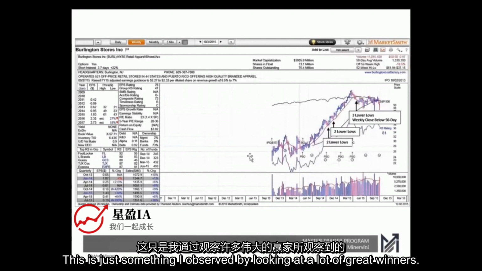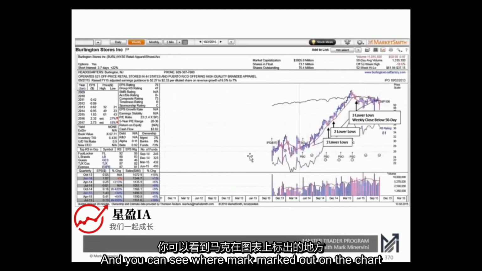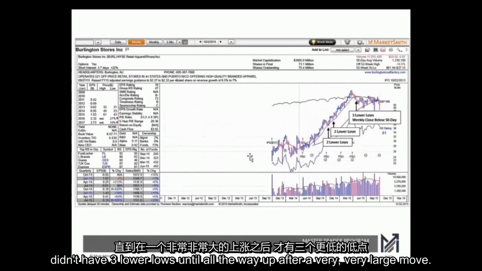Yeah, well, this is just something I observed by looking at a lot of great winners. I found that a lot of them rarely had 3 weeks down in a row, and that's 3 lower lows. You can see marked out on the chart that a lot of these had just 2 lower lows. Burlington Stores had the 2 lower lows, and didn't have 3 lower lows until all the way up, after a very, very large move.